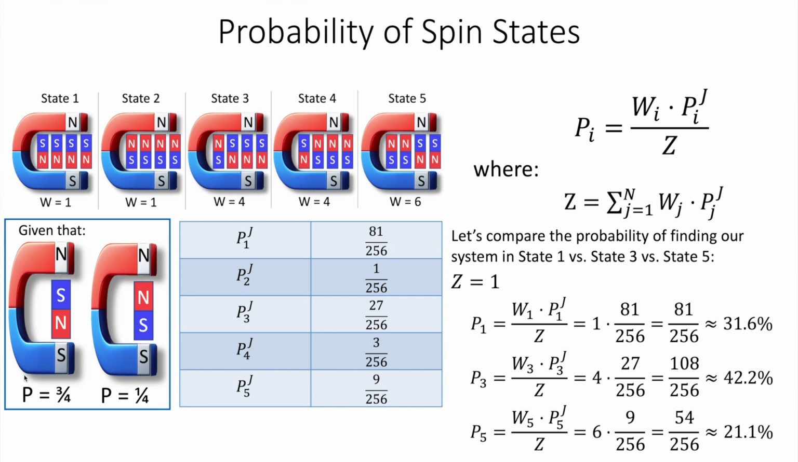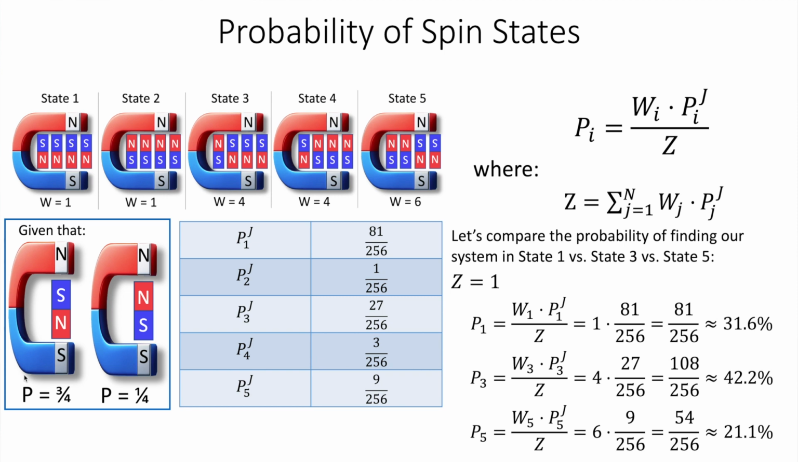So let's look at 3 of the more interesting cases here. So the probability of state 1. State 1 is where none of the spins are fighting the external magnetic field. It's fully aligned. And we see that it's 31.6% of the time. And so this, intuitively, might surprise you a little bit that it's this low, right? Because this is the lowest energy state. It's not fighting the external field at all. But you can only achieve it one way. So we're seeing that we have some competing effects here between the number of ways to achieve the system and also the joint probabilities, given the probability of the spin being aligned or anti-aligned.